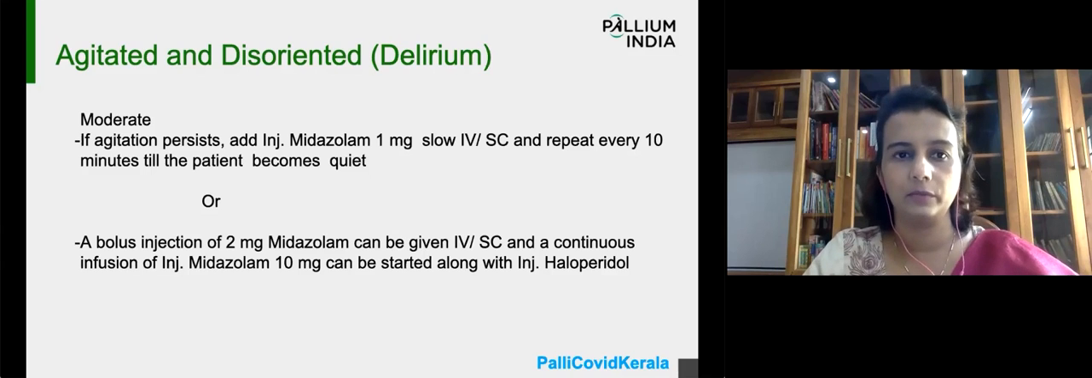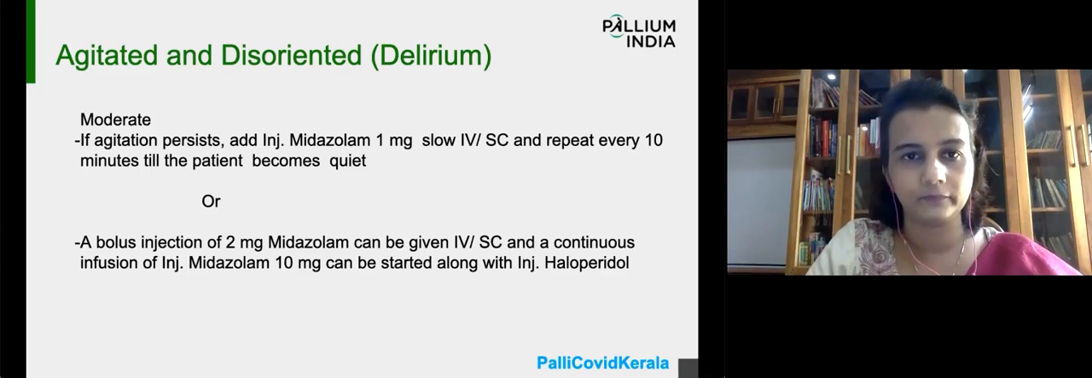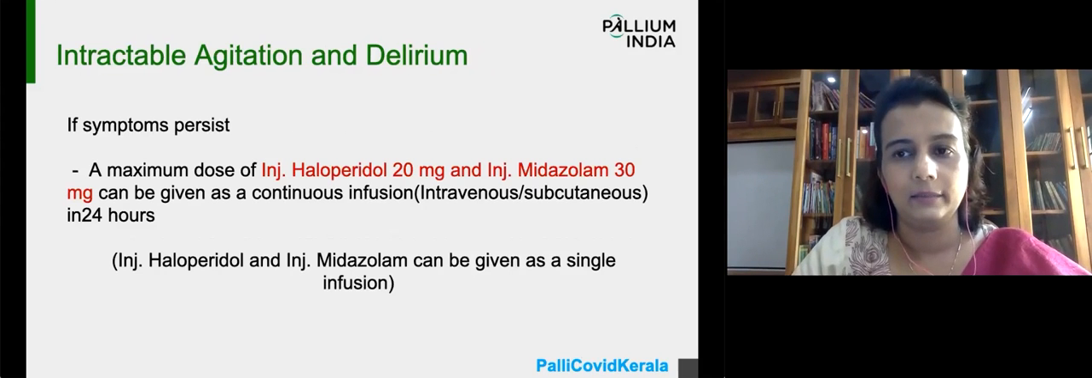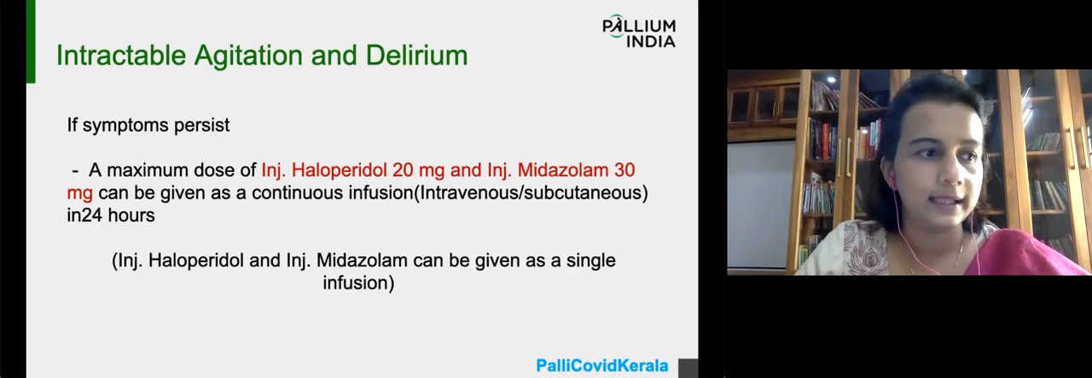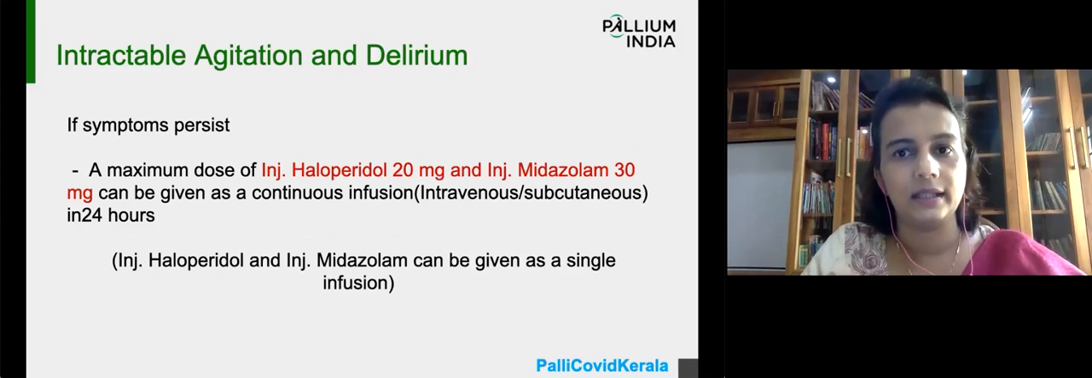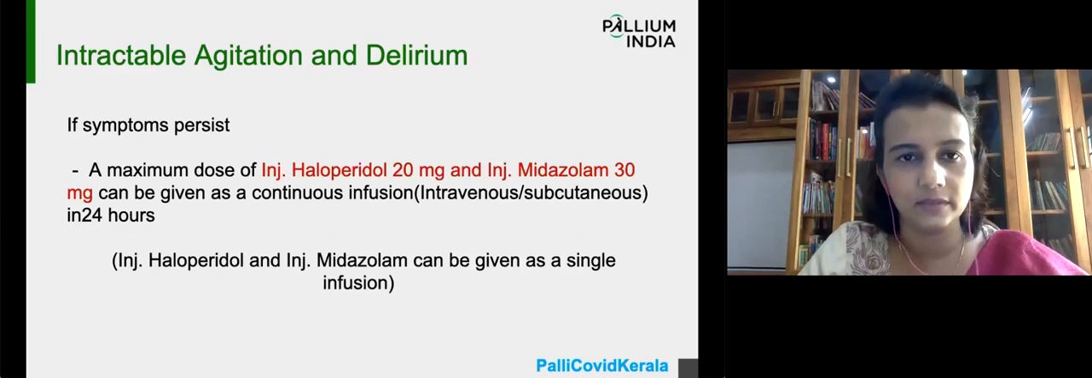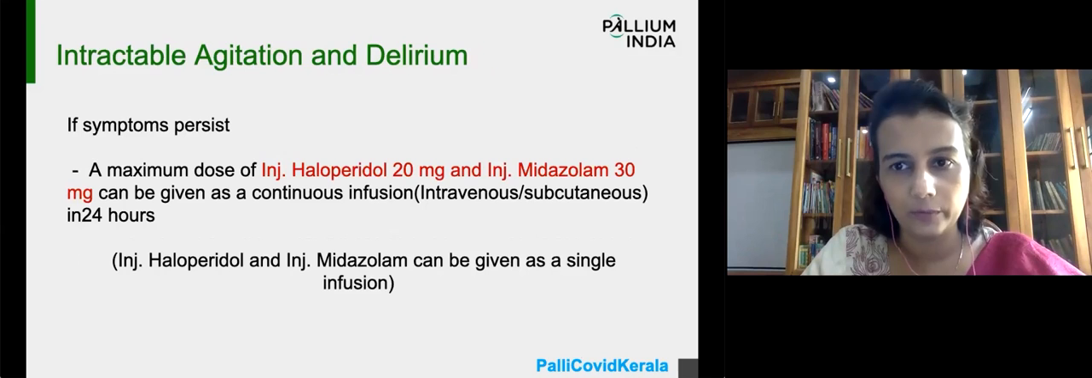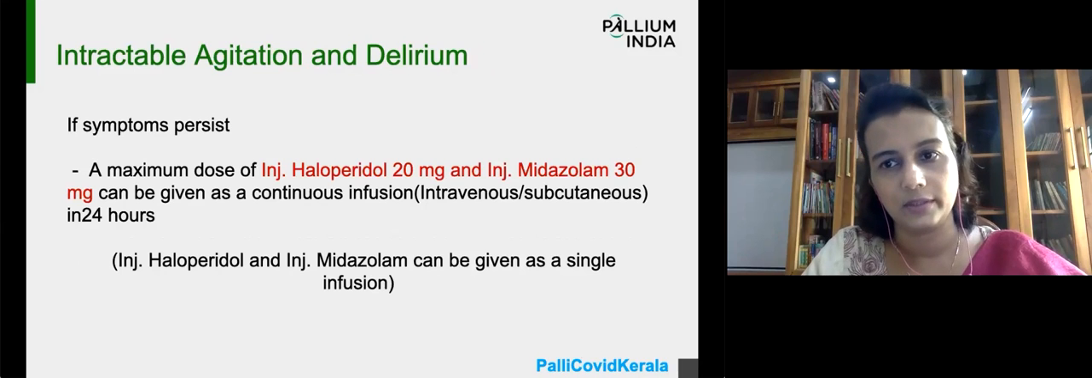So they become more and more agitated and disoriented. And just like breathlessness, when they become intractably agitated and delirious, so that they're at end of life, as I mentioned, high delirium and high agitation, they've got intractable symptoms of agitation and delirium. You start with a maximum dose of haloperidol 20 milligram and midazolam 20 milligram, which can be given as a continuous infusion, either intravenous or subcutaneously.